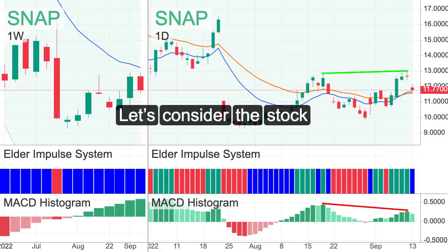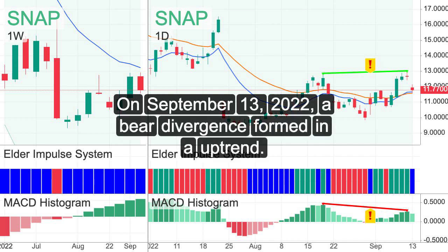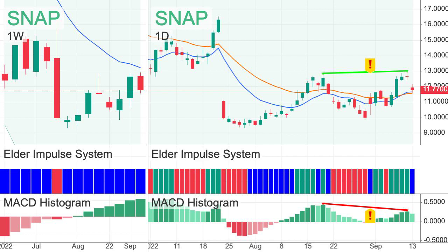Let's consider the stock of Snap Inc. On September 13, 2022, a bear divergence formed in an uptrend. This is a strong sell signal. There is a first light bar on the histogram. Are you ready to submit a sell order?